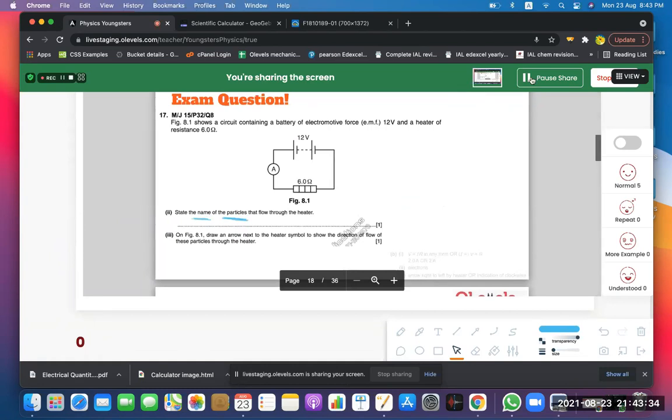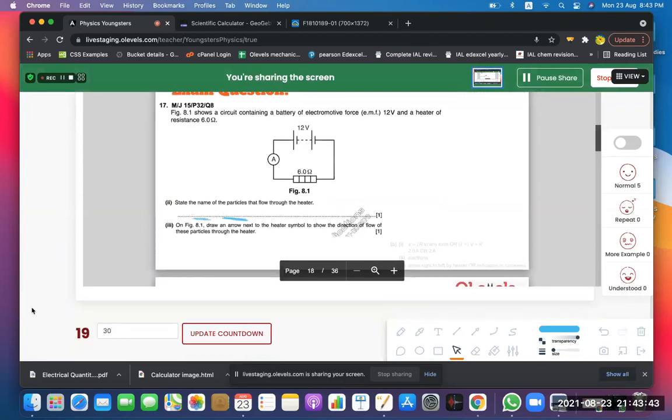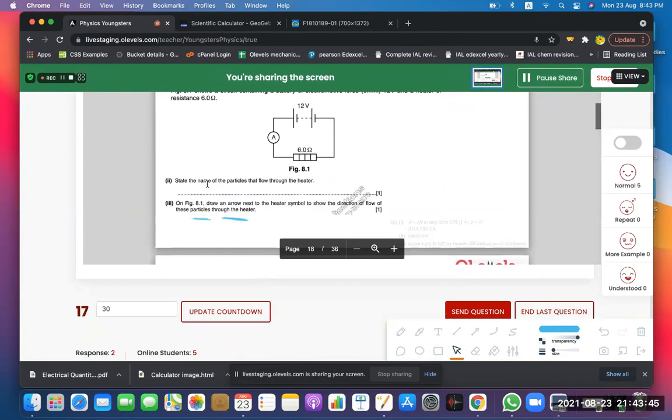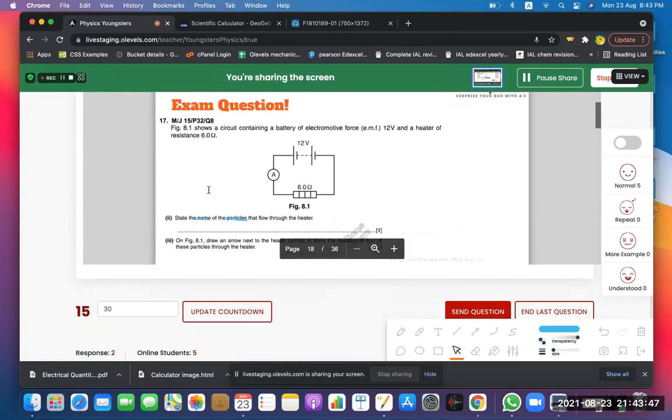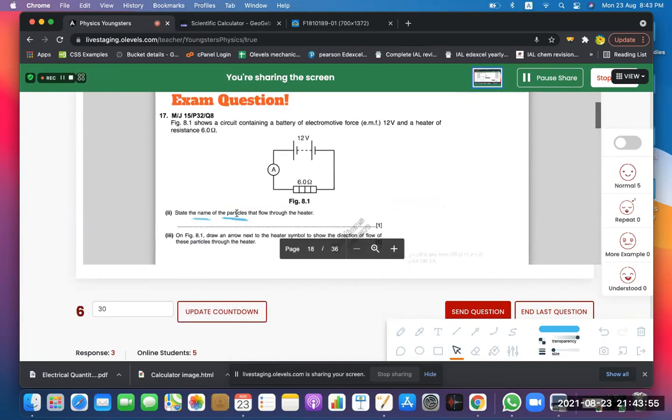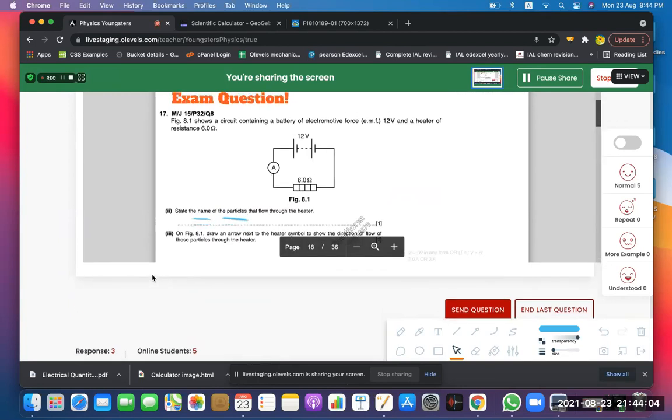What we need to tell in this question? I just marked it here. You have to mention the name of the particle that flows through the heater. You know, there's current flowing through the heater. What would be the name of the particle that flows through the heater? You know what flows when the current is moving? What's the name of the particle?